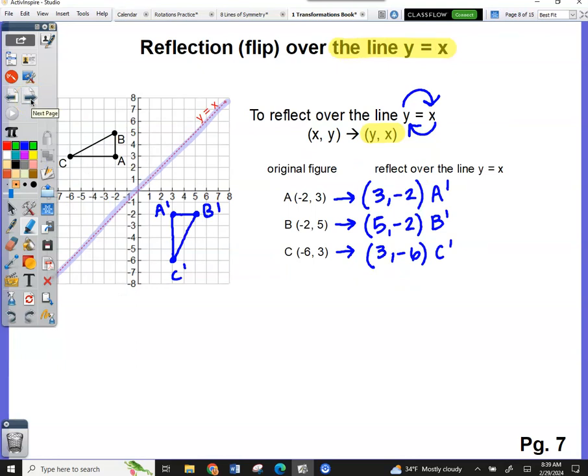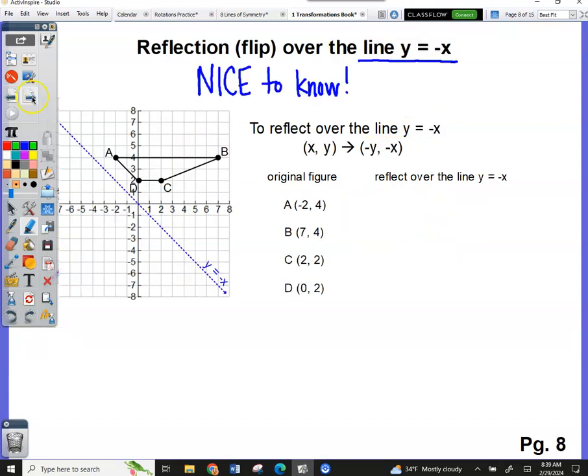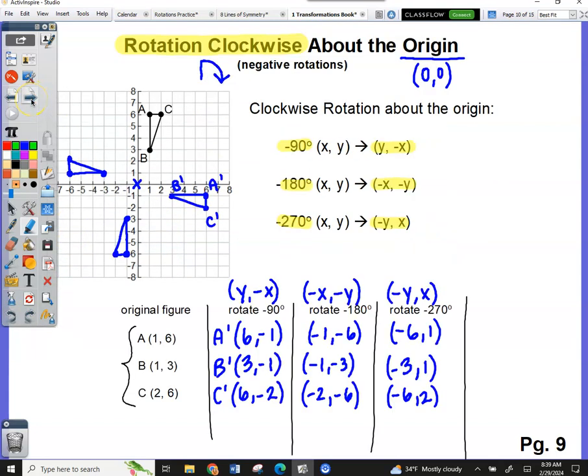For the line of symmetry here, this is the only diagonal reflection that we cover. This is the only one. Reflecting over the line y equals x. Rotations don't have lines of symmetry, but they do have what's called rotational symmetry, which is what we're getting into.